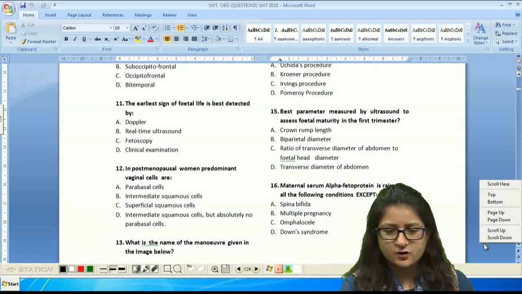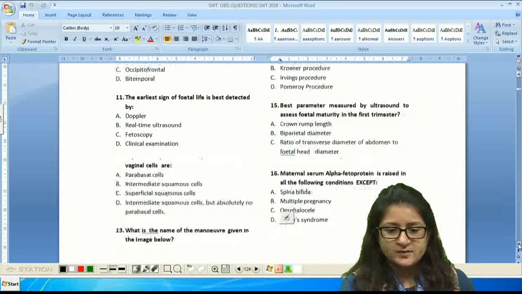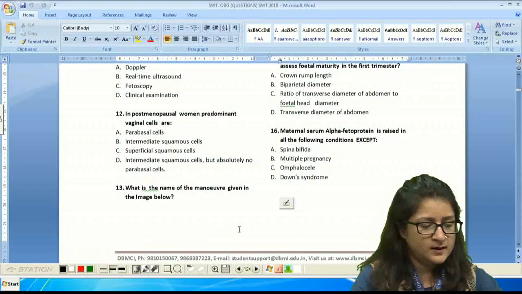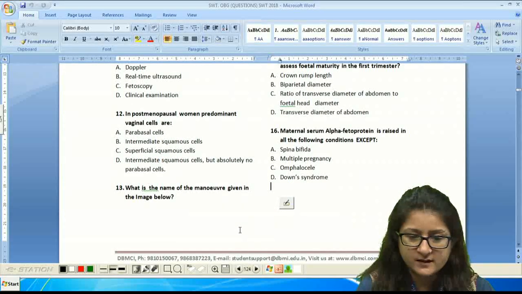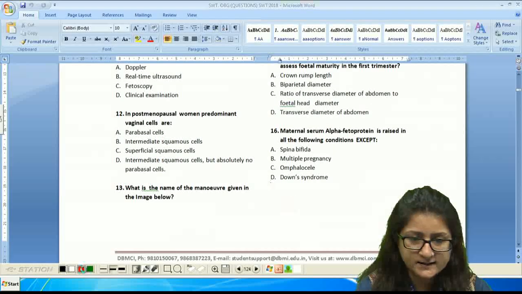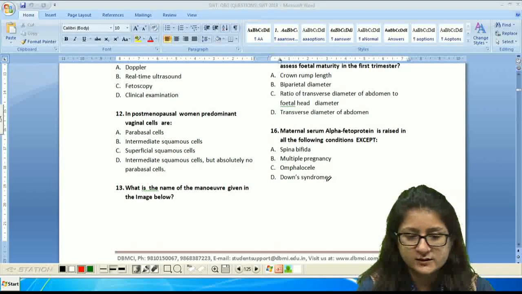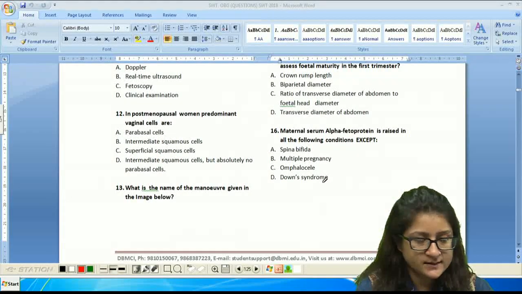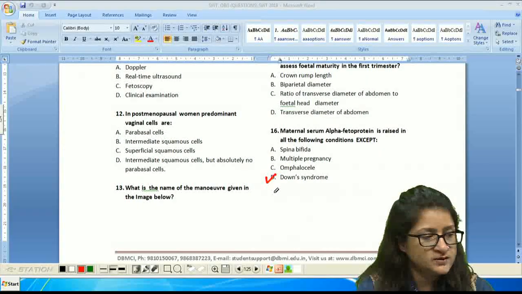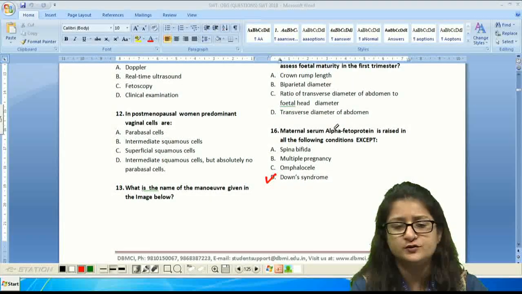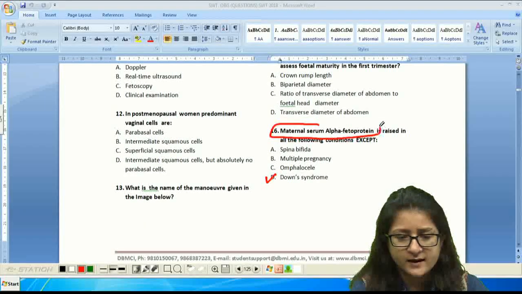15th we have already done. Let us talk about question number 16. Question number 16, maternal serum alpha fetoprotein is raised in all of the following conditions except. The answer is D, that is Down's syndrome. In all other conditions the maternal serum alpha fetoprotein is raised.